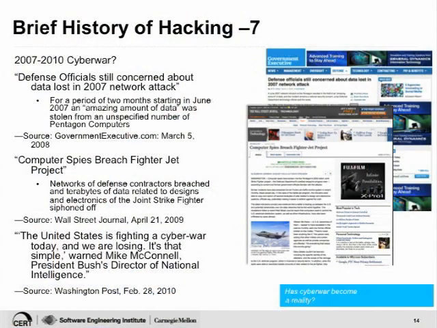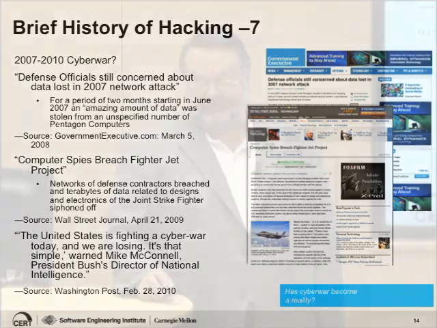Similarly, in 2008, there was an attack against a major defense contractor where terabytes of data related to the design and electronics of the Joint Strike Fighter were exfiltrated to some site. And so, again, a serious case of espionage aimed at the U.S. and its defense industrial base.